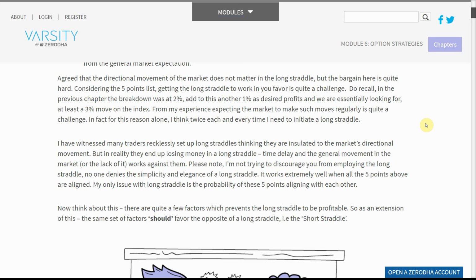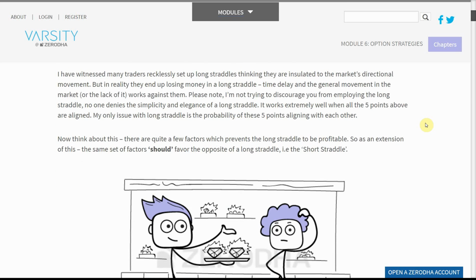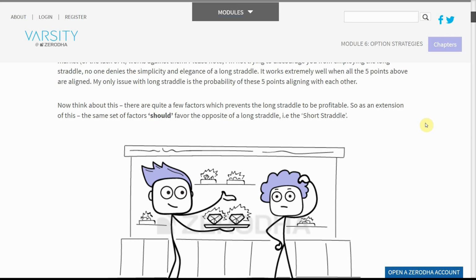Please note, I'm not trying to discourage you from employing the long straddle. No one denies the simplicity and elegance of a long straddle. It works extremely well when all the 5 points above are aligned. My only issue with the long straddle is the probability of these 5 points aligning with each other. Now think about this, there are quite a few factors which prevent the long straddle from being profitable. So as an extension of this, the same set of factors should favor the opposite of a long straddle, i.e. the short straddle.